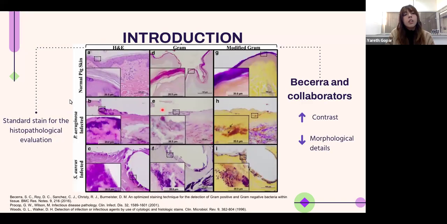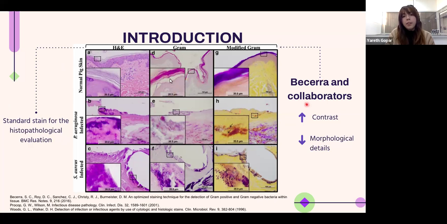For tissue sections, the standard stain for histopathological evaluation is hematoxylin and eosin, since it allows recognition of the inflammatory pattern associated with bacterial infections. However, this technique is not designed to differentiate between gram-positive and gram-negative bacteria. Therefore, modified Gram techniques have been developed for their application in tissues.